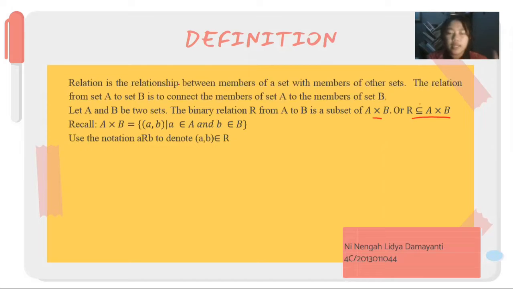And then we call that A cross B nothing but (a, b), where a is an element of set A and b is an element of set B. We use the notation aRb to denote that (a, b) is an element of R, or that (a, b) belongs to R. And then we use the notation a R-slash b to denote that (a, b) does not belong to R.